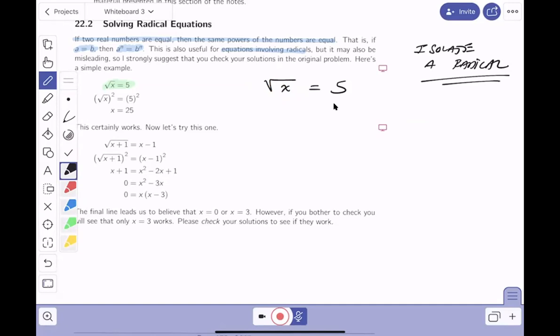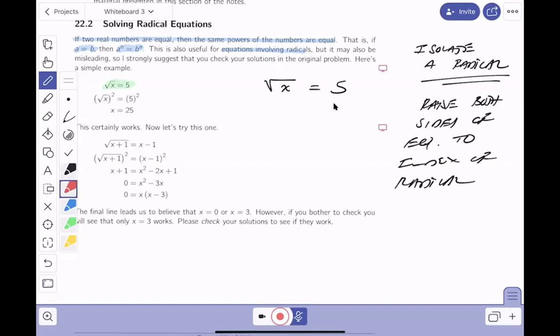Your next step is to raise both sides of the equation to the index of the radical. I'll write that down for you. Raise both sides of the equation to the index of the radical. All right, let's put that down. Raise both sides to the index of the radical.